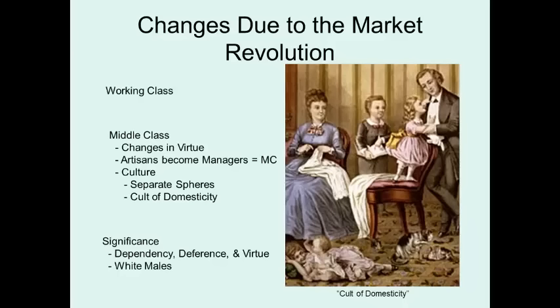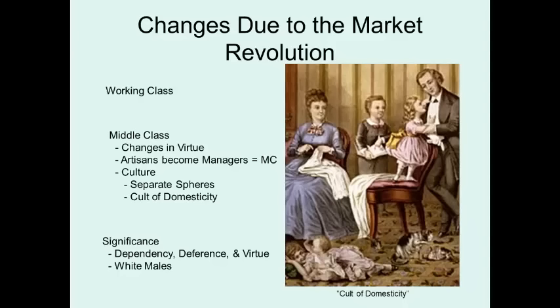Our old artisans, those master blacksmiths, those master carpenters, these are now going to become a management class. And this management class is what is going to become the middle class. So the artisans become managers, and the managers make up our middle class. And the middle class begins to develop a culture distinct from that of the elite property owners and distinct from that of the working class. They have their own culture, their own worldview.